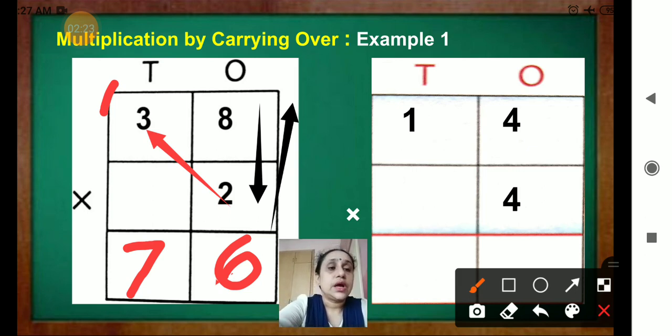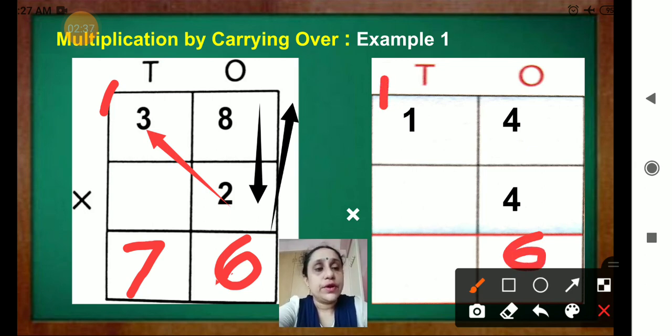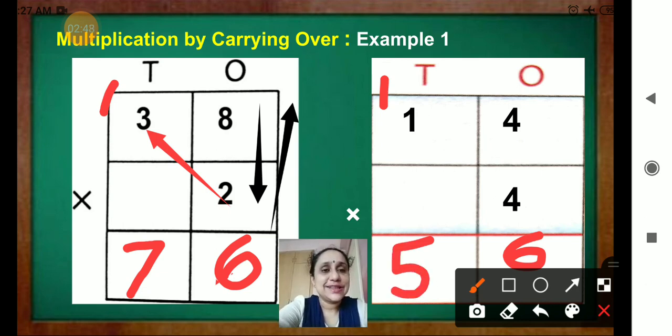Understood? Now the next one, 14 multiplied by 4. Now 4 fours are, yes, we have to start from the ones place. 16, write 6, carry over 1 to the tens place. 4 ones are 4, 4 plus 1, 5. Got it? Understood? Okay.